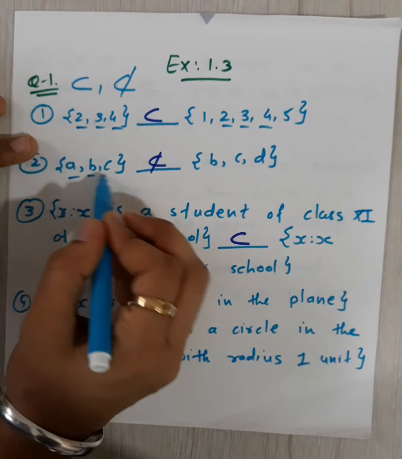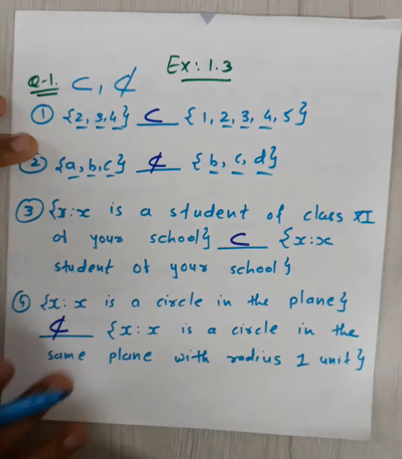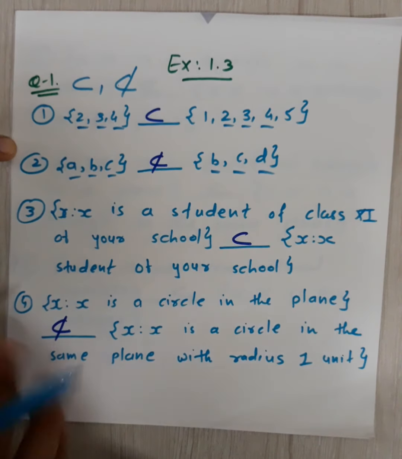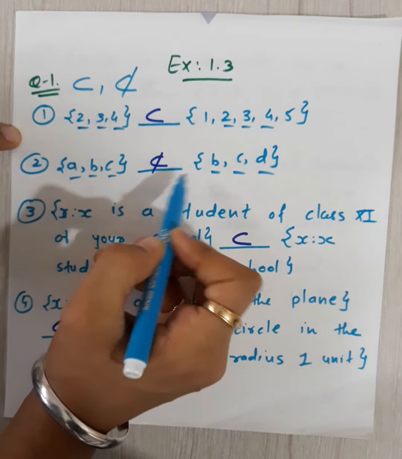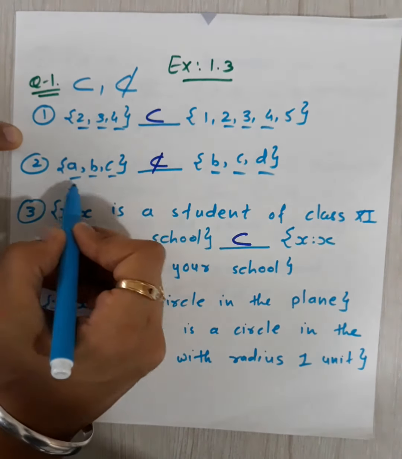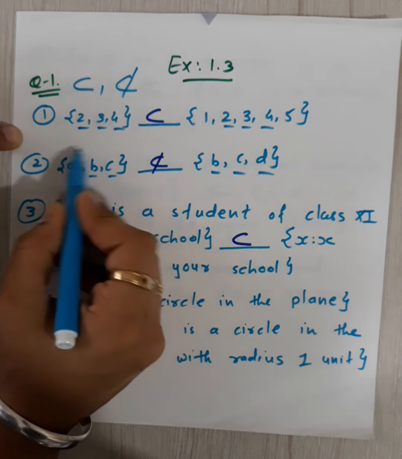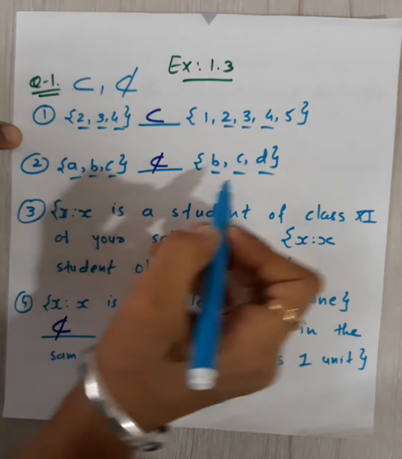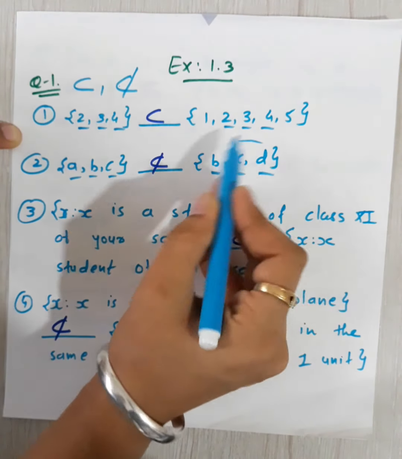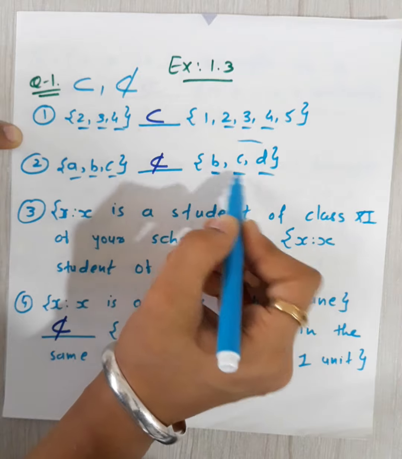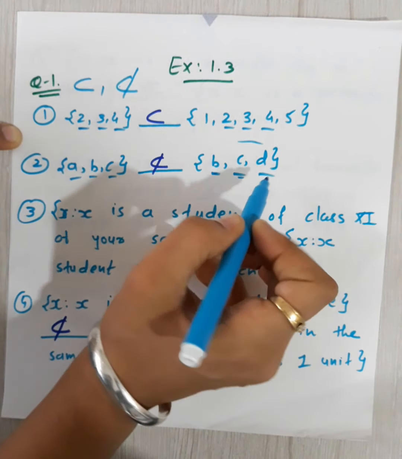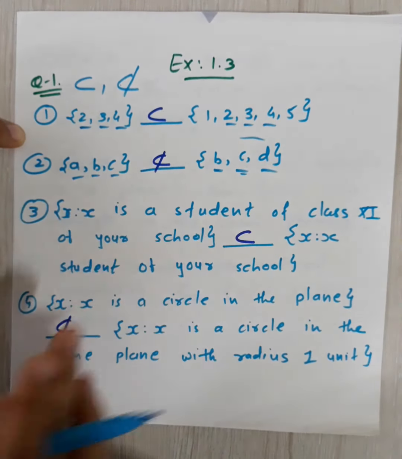Now {A, B, C} and {B, C, D}. {A, B, C} is not a subset of {B, C, D}. Why? Because all the elements of this particular set are not present in this particular set. Only B and C are there. A is not there. That's why we have to write is not a subset of.